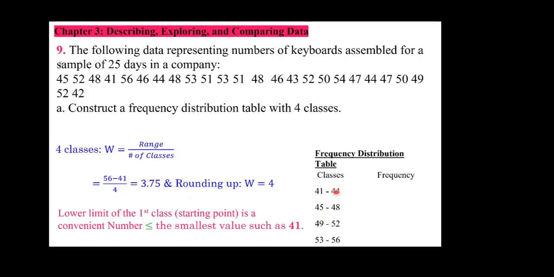Remember, the upper limit minus lower limit plus 1 unit is the width. So if we want to go with that, let me just write the formula: upper limit minus lower limit plus 1. Okay, so we don't have the upper limit. Let's say we don't have this number yet. Minus the lower limit, we said we're going to start with 41, plus 1. This is the width of 4.